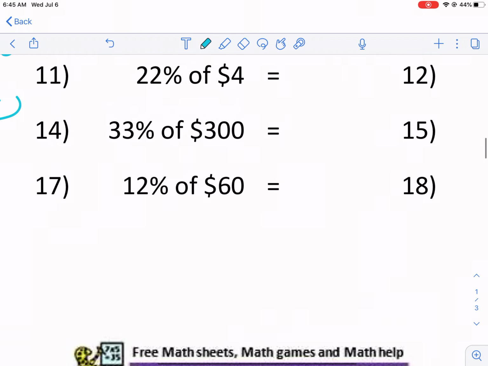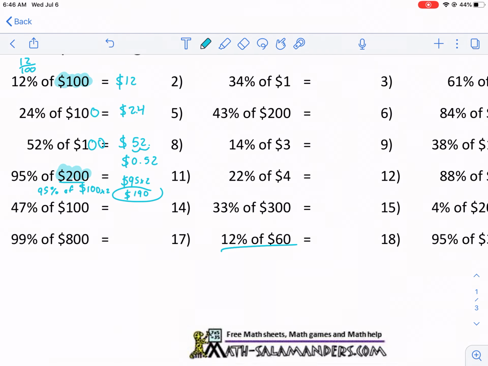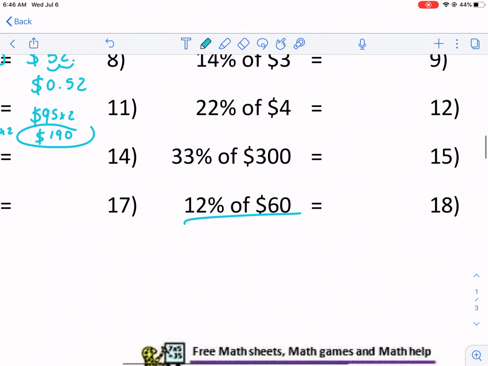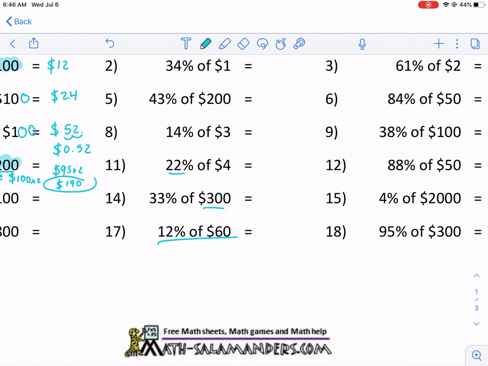So 12% of 60, ooh, that one's a little tougher actually. For this one, I would use a building block of 10% and those two 1%. But these other multiples, those are going to be easier. Some of these you're going to use the 10% combo. So this is a good variety. So let's go ahead and do 11 and 17, then I'm going to be done, okay?